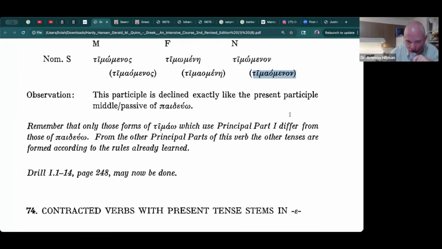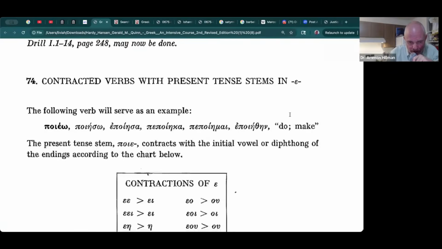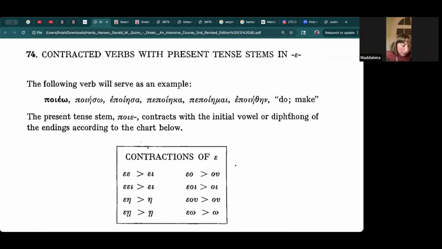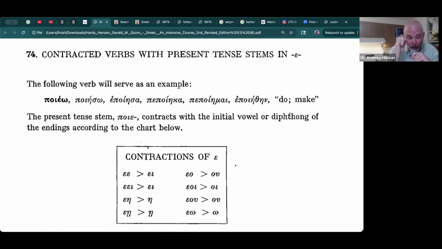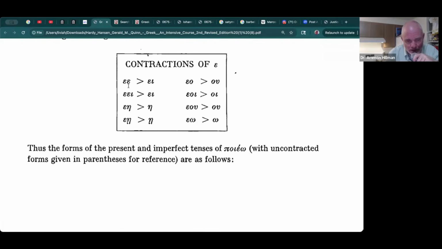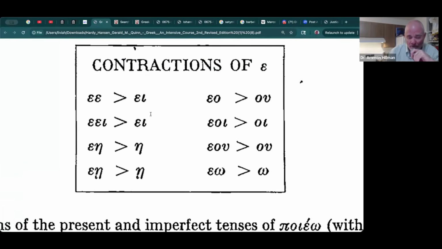We're gonna take a break in a second, but look at page 236, and we're gonna start with epsilon contracts. Now, as we do epsilon, I want you to notice again, there's a box. What you have to memorize is the box. The epsilon creates an epsilon iota. When you get an epsilon iota together, it just becomes an epsilon iota. Look at the epsilon and the eta. It thins into the eta, right? Why? Because eta has greater gravity than epsilon, and it just sucks in that epsilon to become eta.